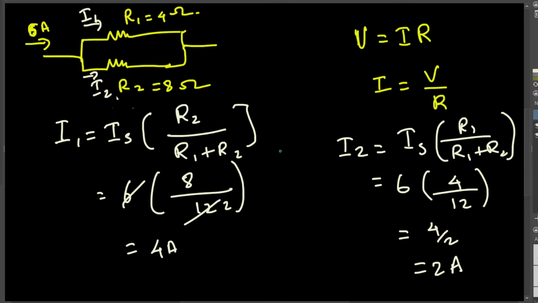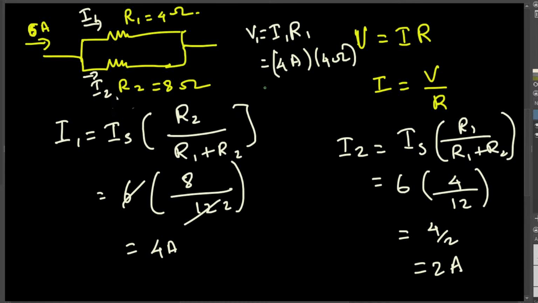Okay, so from that, if you want to find the voltage, now you have the current, you can find the voltage using V is equal to I times R. So if you want to find the voltage across this resistance, let's call this one V1. V1 is equal to I1 times R1, and I1 is 4 ampere, and the resistance across this one is 4 ohm.